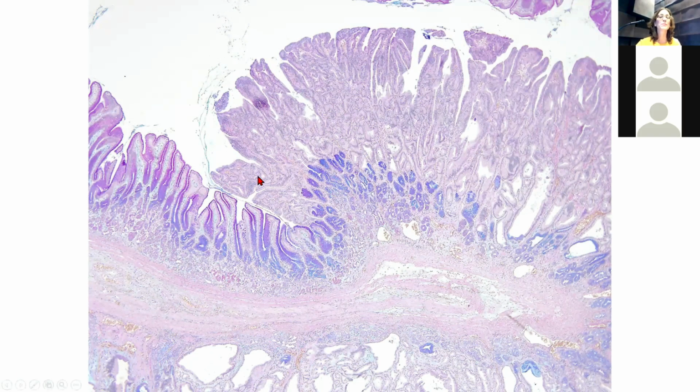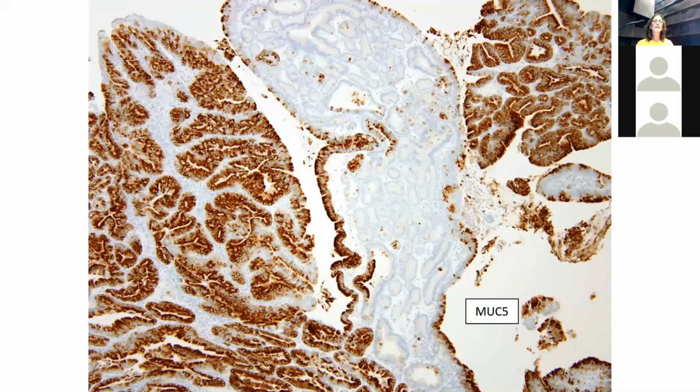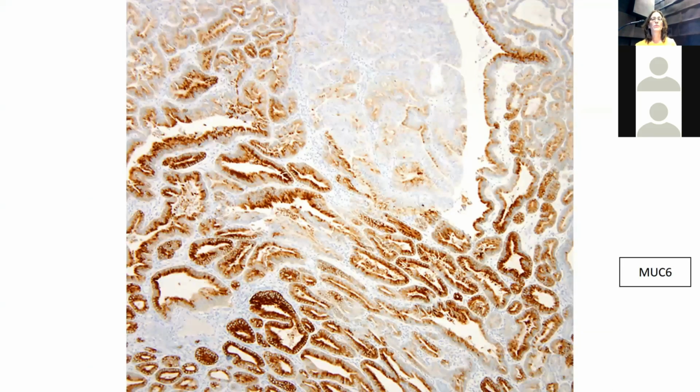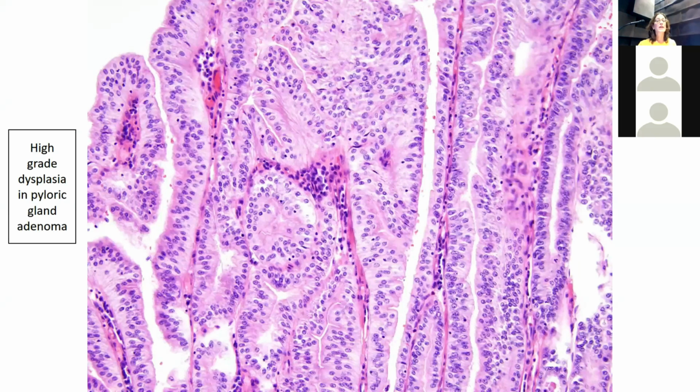So you can see on this PAS Alcian blue the apical mucin cap of the antral mucosa, and then there's really not any staining to speak of at all in the polyp in this example. If you like to immunostain things, pyloric gland adenomas show co-expression of mucin core protein 5 and mucin core protein 6. They get high-grade dysplasia and cancer in them.